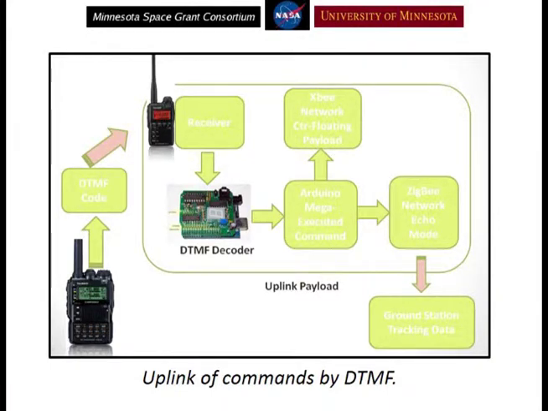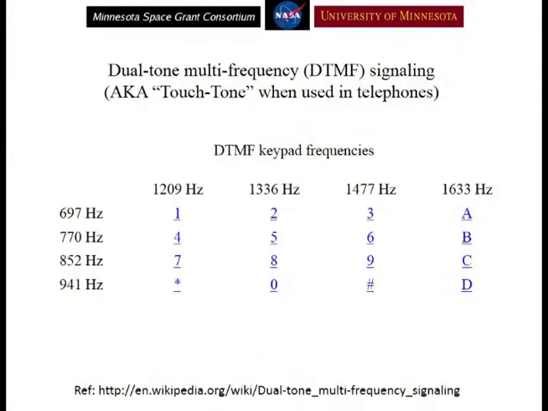Once those signals have been decoded, they're then interpreted by the Arduino and then sent out through the XBee network, also sent out to the Stratostar system to be sent back to the ground as an echo. And then we're listening on the ground with our Stratosat ground station. So this kind of requires two different ground stations in some sense. Again, I'm kind of hoping to get beyond that in the future.